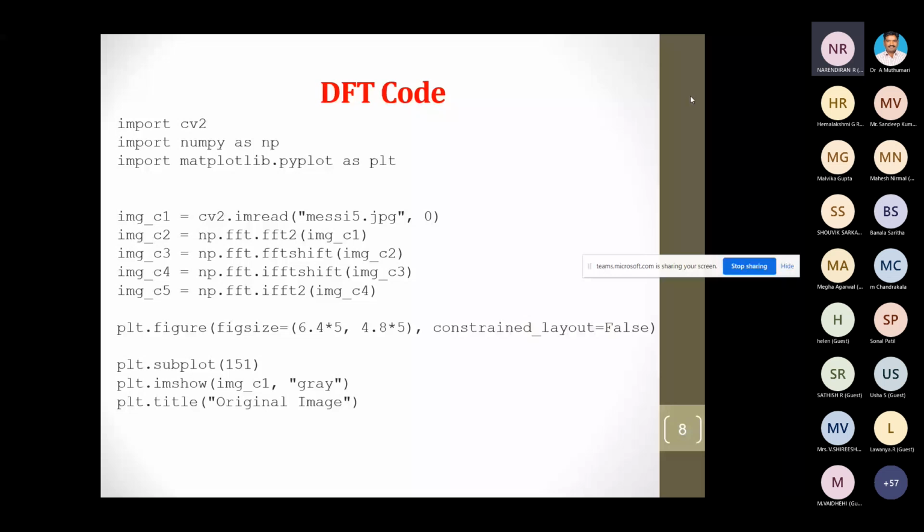And then I have to display all these images. For that, I have to make a figure. What size are we going to use? 6.4 into 5. By default, it is 6.4 inches by 4.8 inches. Now I am going to display 5 images, so I have given the figure size as 6.4 into 5, increasing the size 5 times. Similarly, 4.8 into 5, because I am going to display 5 images. That's why I have multiplied by 5. And then constrained layout is equal to false; there is no constrained layout.